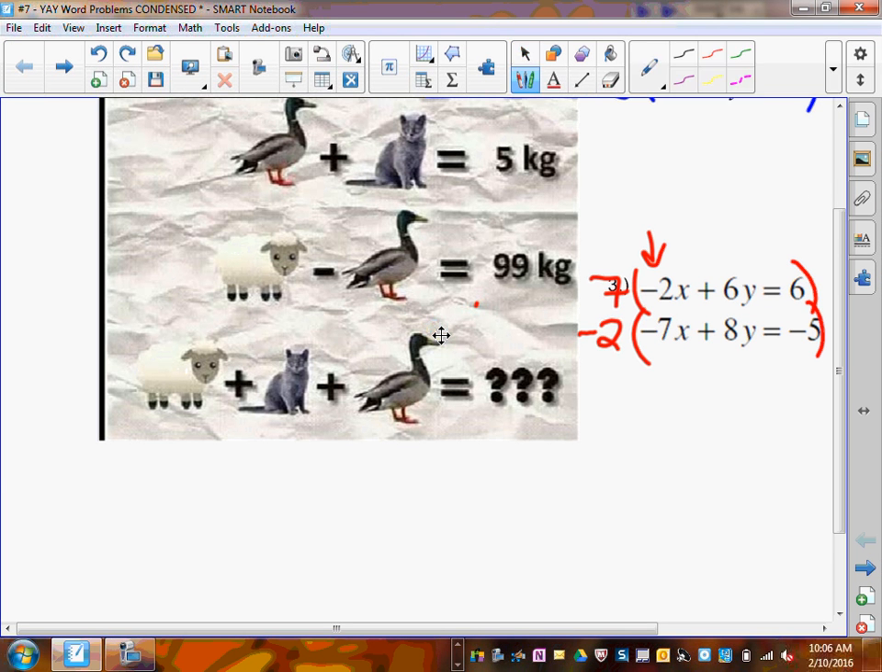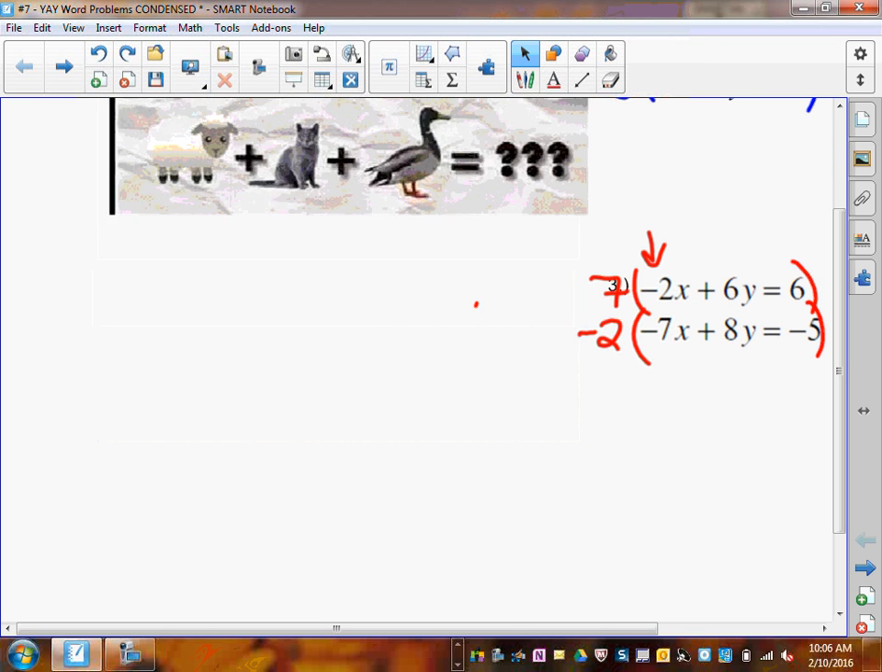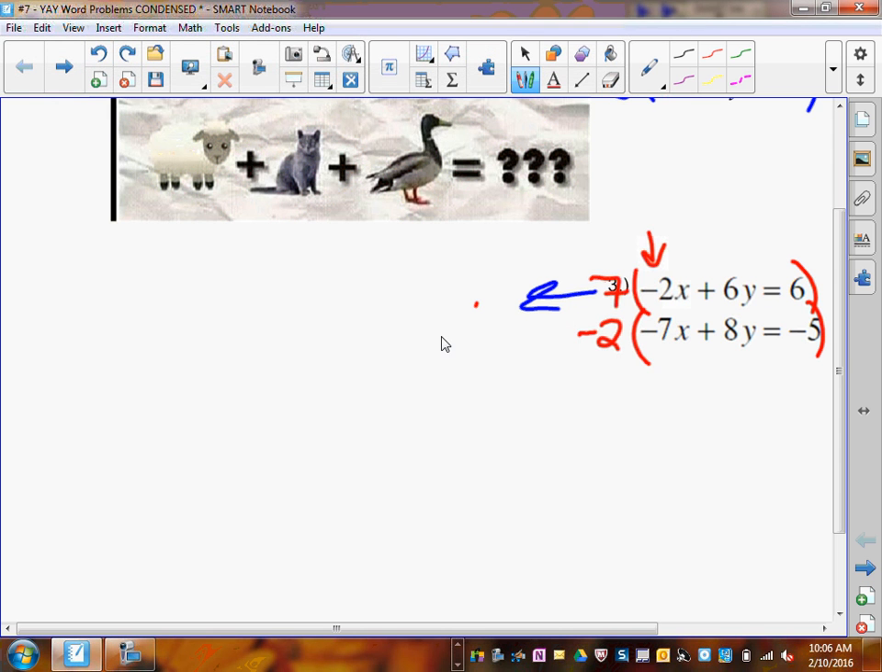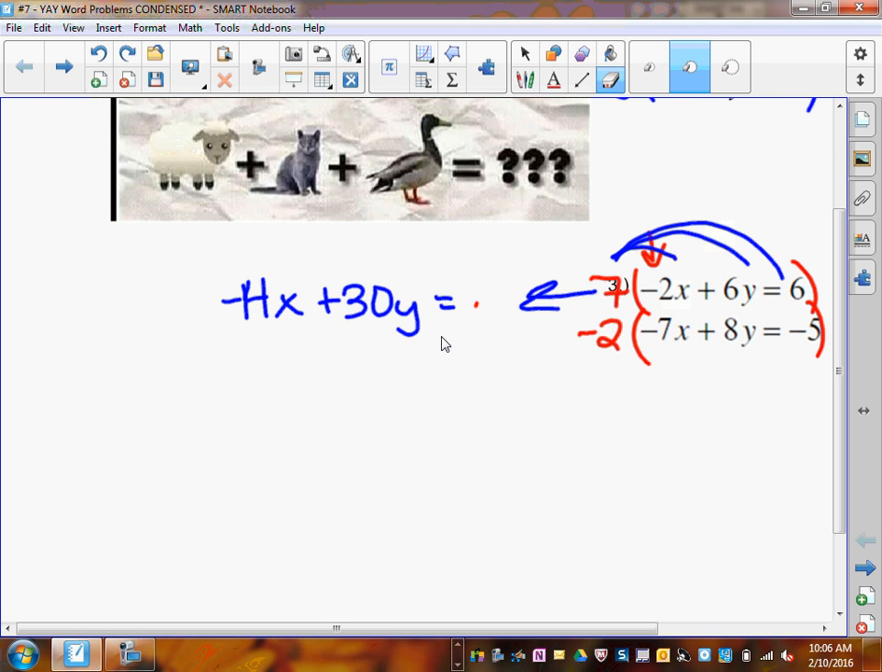Okay, let's take a look at this here. So now that I know what to multiply by, what do I have to do with these numbers? Distribute them. Yep. So I'm going to rewrite this one over here. 7 times negative 2 is negative 14x. 7 times 6, what's 7 times 6? Thank you. Equals 42.